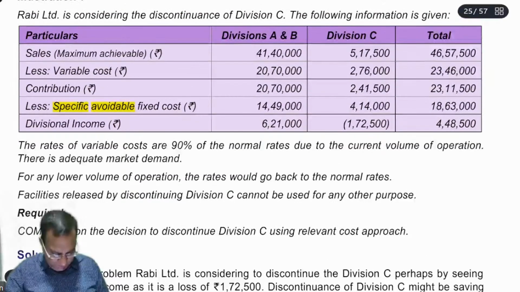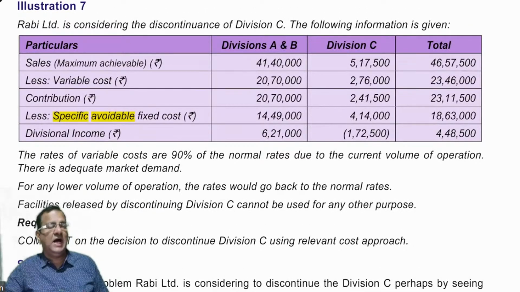Okay, so I'm giving you some time, beta. Don't look at the answer part. It will not help you. Try on your own whether discontinuing Department C will be beneficial to the organization or not. And the important words associated with fixed cost are: they are specific fixed cost, they are avoidable fixed cost.